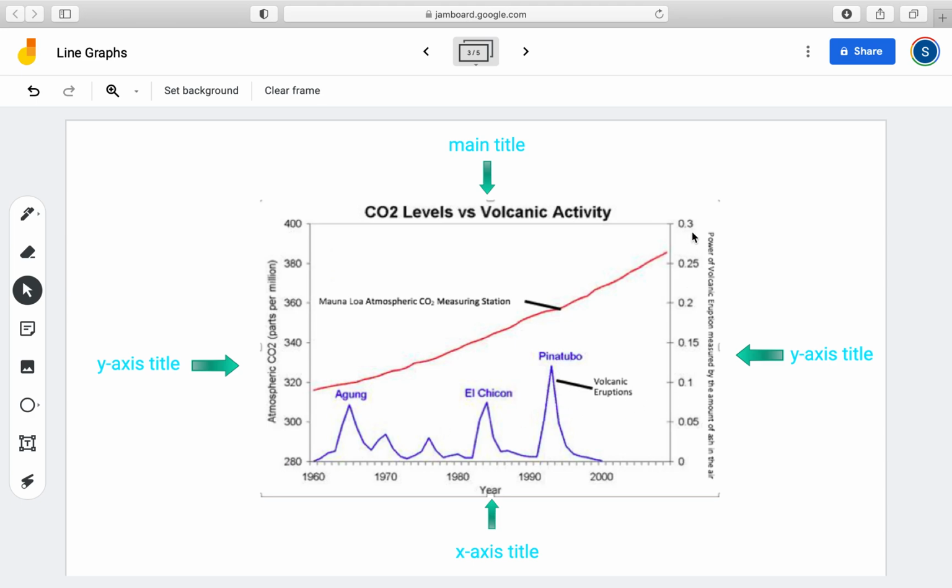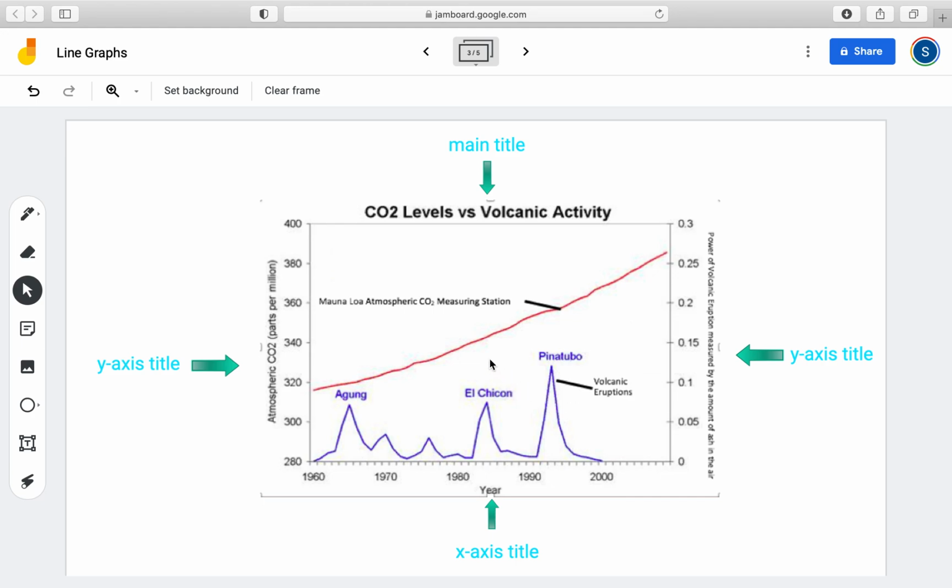And then over here, on the other side, we have the power of the volcanic eruption. So it goes from 0 to 0.05, 0.1, 0.15, and it says a power of volcanic eruption measured by the amount of ash in the air. Okay, so they're measuring the power by the amount of ash in the air. And these are the values to represent that. And on the graph here, it specifies with the y-axis value which one corresponds to which y-axis value.